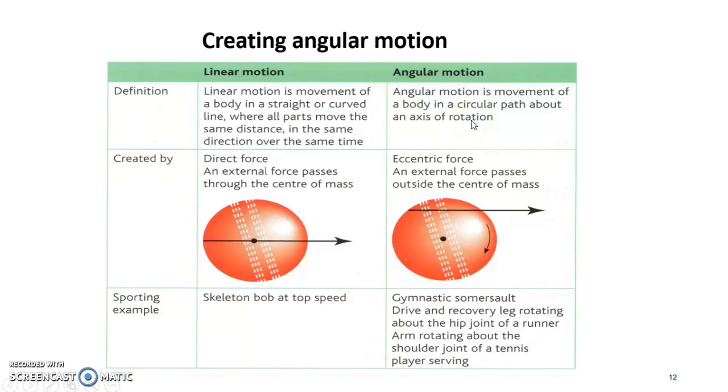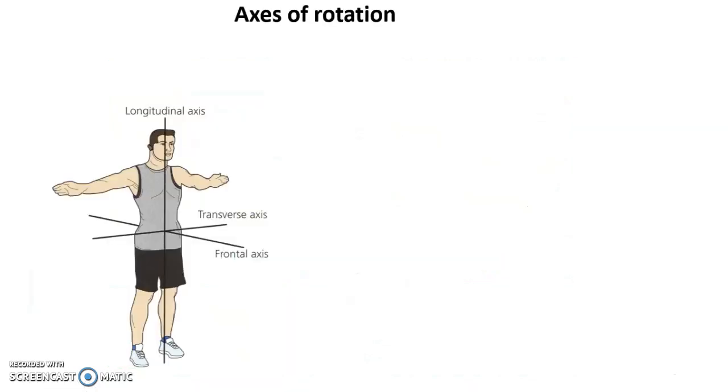First thing we have to do to make sure we can start to apply this concept of angular motion is have an understanding of the three axes of rotation. Now, if you have a look on here, you've got three axes: the longitudinal axis, the transverse axis, and the frontal axis. So first up, you've got this longitudinal axis.